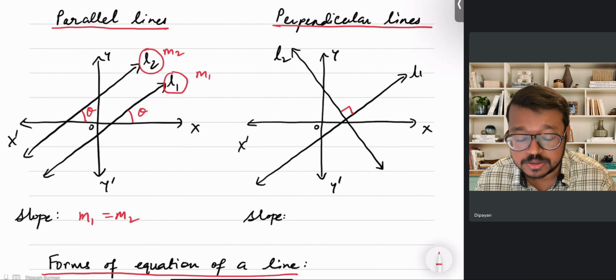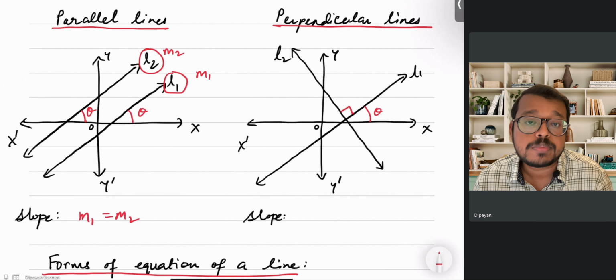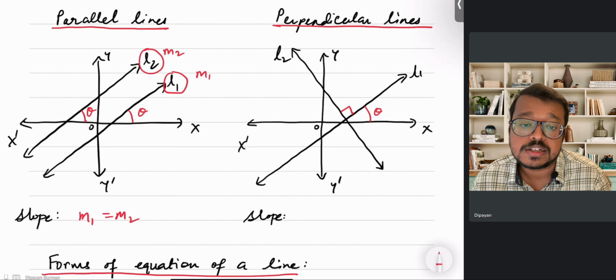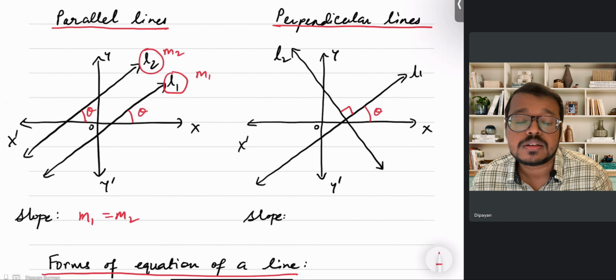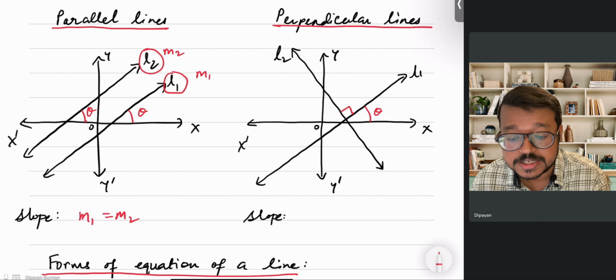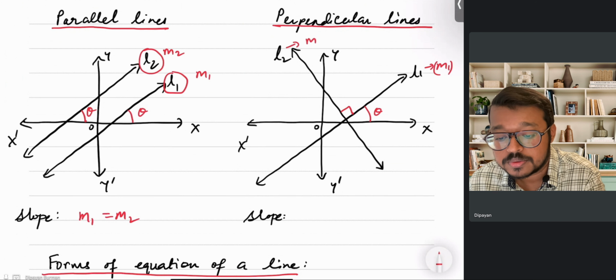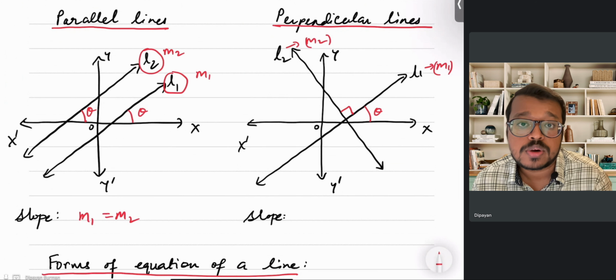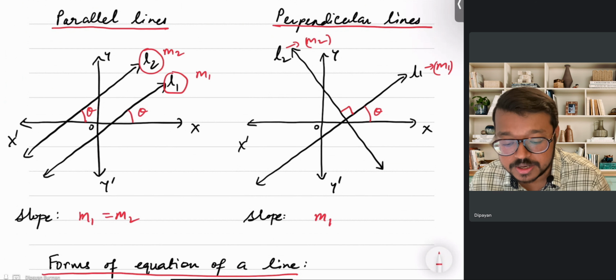Now for perpendicular lines, let's say that L1 has an inclination of theta, and L1 and L2 are perpendicular, then L2 will have an inclination of theta plus 90 degrees. If you apply the concepts of trigonometry, it can be derived that if L1 has slope M1 and L2 has slope M2, and L1 and L2 are perpendicular lines, then the product of their slopes, M1 multiplied by M2, is always minus 1.